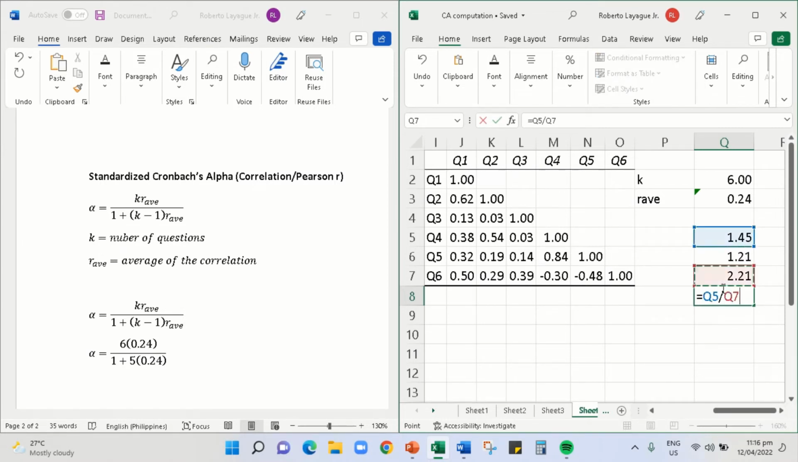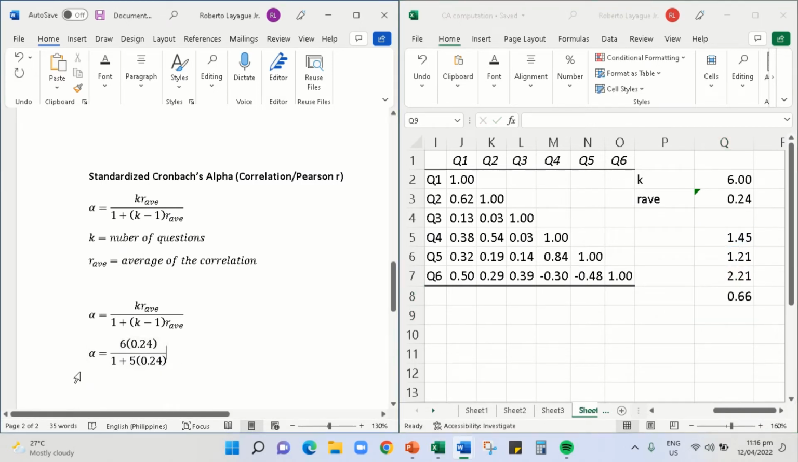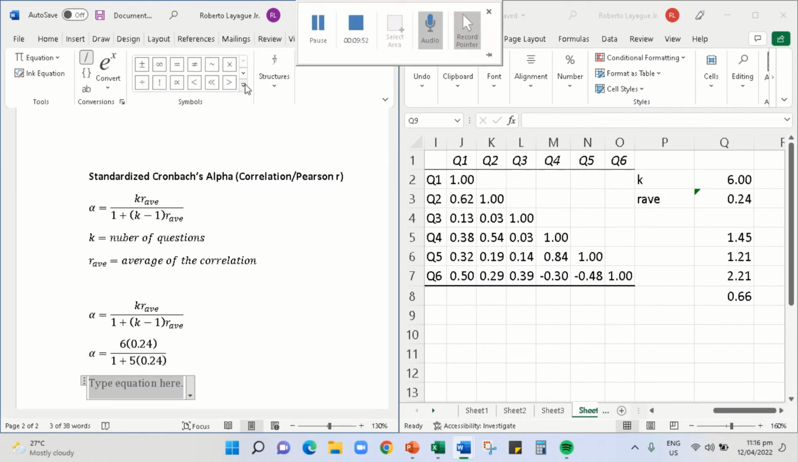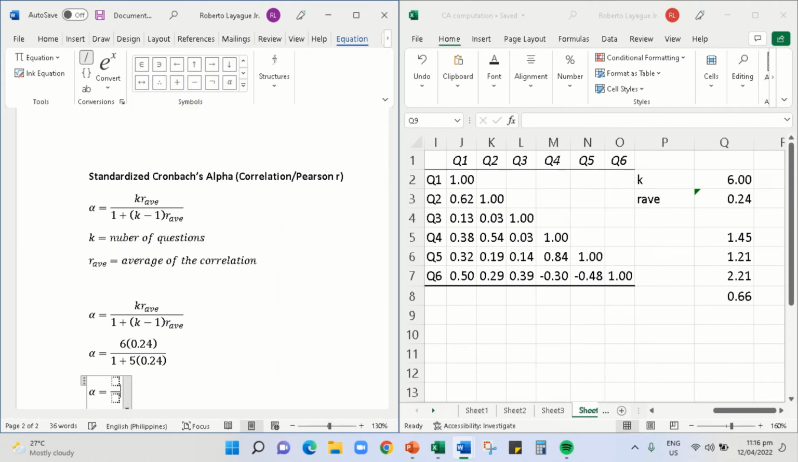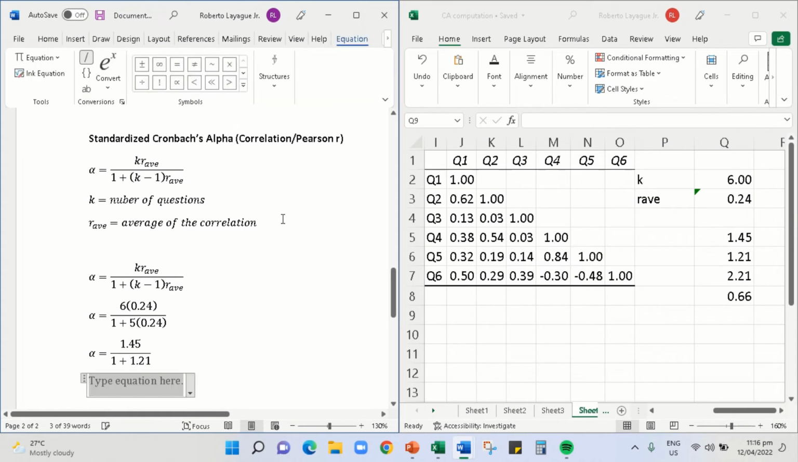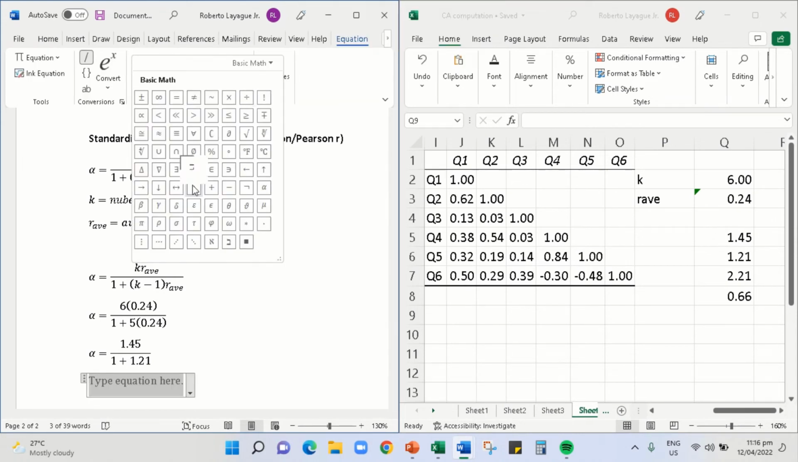1.45 divided by 2.21, and the answer is 0.66. So there's a difference from using the variances. As you can see, when I type that, I completed that 6.24, that's 1.45. Then 1 plus 5 times 0.25, that's 2.21. I'm going to process that so that you'll have a copy of this one. So as you can see, the process.